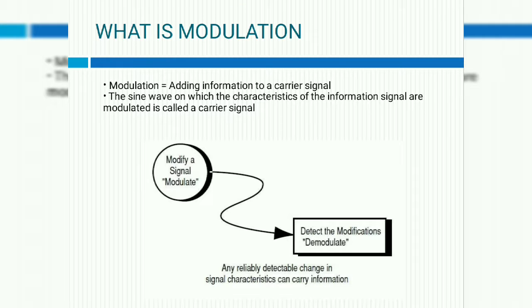Modulation is done at the transmitter side, before transmitting through the communication channel. Demodulation is done at the receiver side. Whatever information comes from the communication channel, there you demodulate the message in order to recover the original signal.